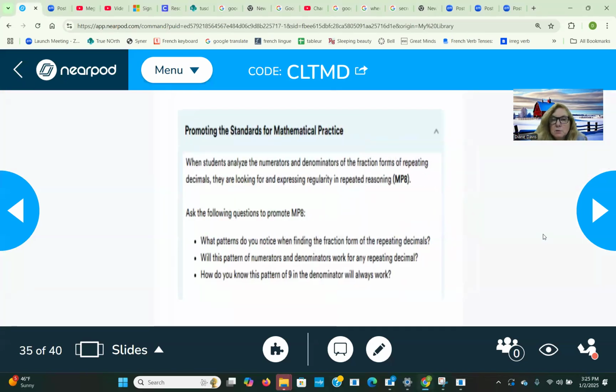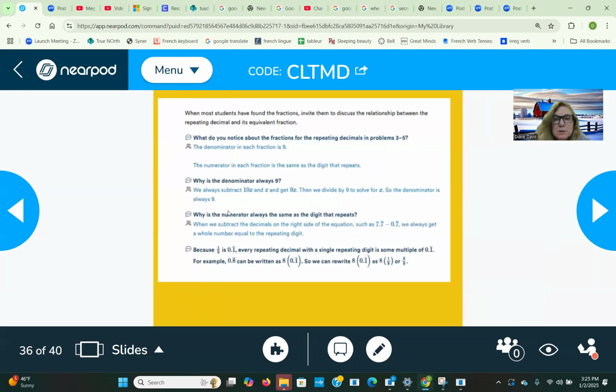When students analyze the numerators and denominators of the fraction forms of repeating decimals, they're looking for and expressing regularity. This is what we already went over. That was one thing they wanted you to notice, and we talked about how it's 9. We always subtract 10x and x and get 9x. Then we divide by 9 to solve for x, so the denominator is always 9. When we subtract the decimals on the right side of the equation, we always get a whole number because you're always subtracting the repeating part of the decimal, which leaves us with a whole number, and that's true for all of the problems there.